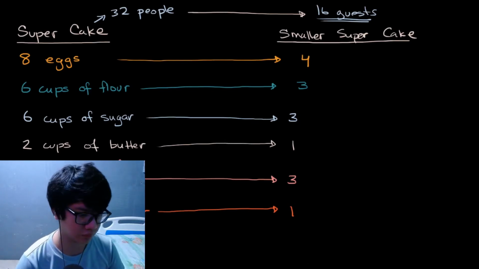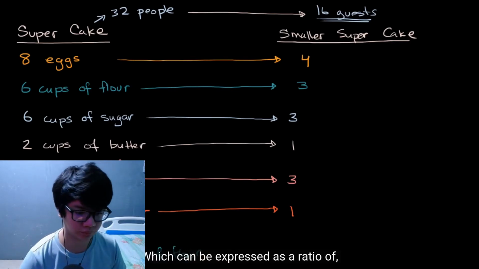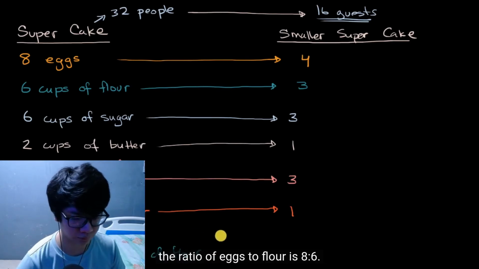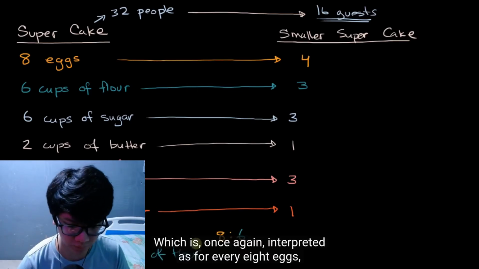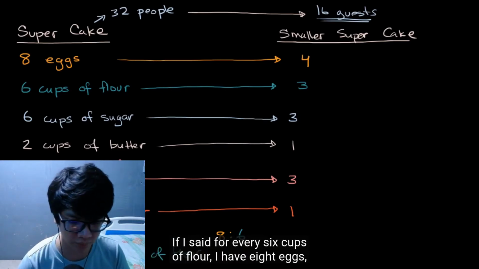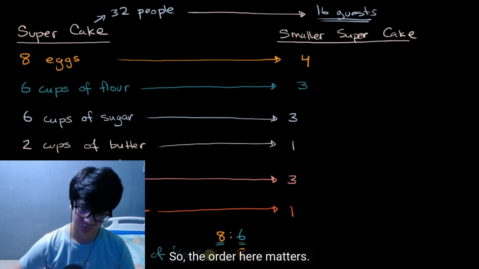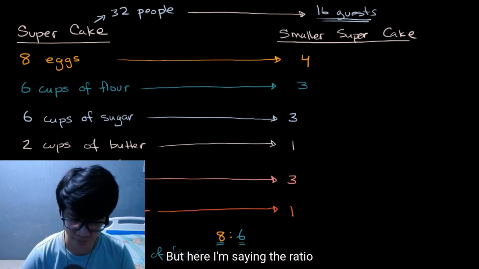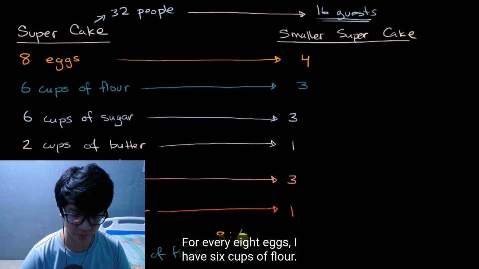We have 6 cups of flour, which can be expressed as a ratio. The ratio of eggs to flour is 8 to 6, which is once again interpreted as for every 8 eggs, I have 6 cups of flour. If I said for every 6 cups of flour, I have 8 eggs, I would have written 6 to 8. So the order here matters. But here I'm saying the ratio of eggs to cups of flour is 8 to 6. For every 8 eggs, I have 6 cups of flour.